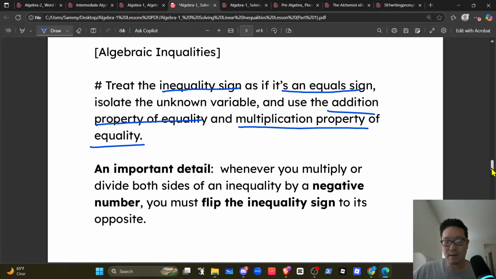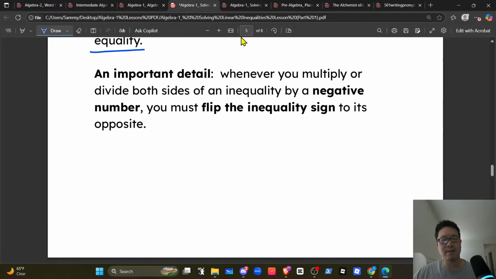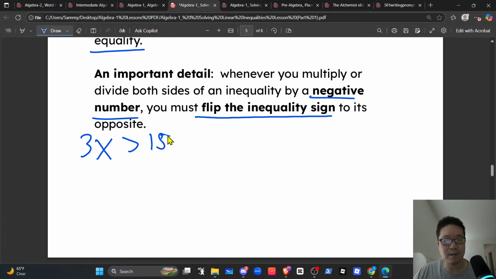An important detail is whenever you multiply or divide both sides of an inequality by a negative number, you must remember to flip the inequality sign to its opposite. So let's say you had a statement like -3x is greater than 15. What we want to do in this case is isolate x, okay? To do that, we divide both sides by -3.